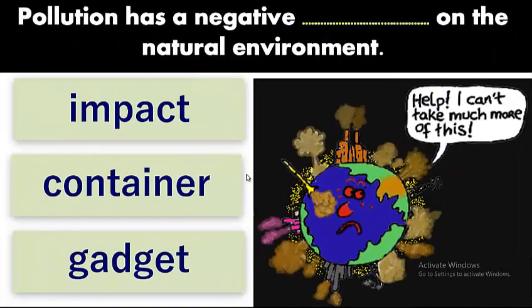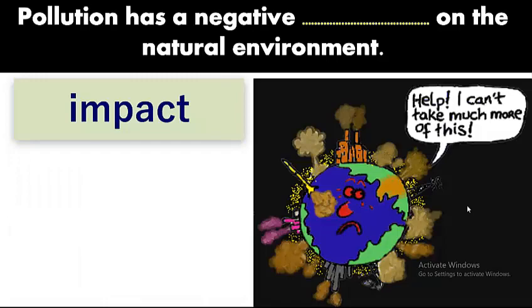The next sentence. Pollution has a negative impact on the natural environment. Impact, container, gadget. Which one is the correct one? That's right, impact. Excellent.